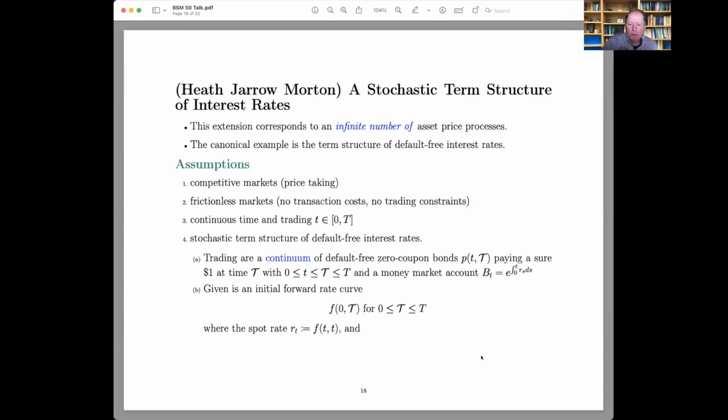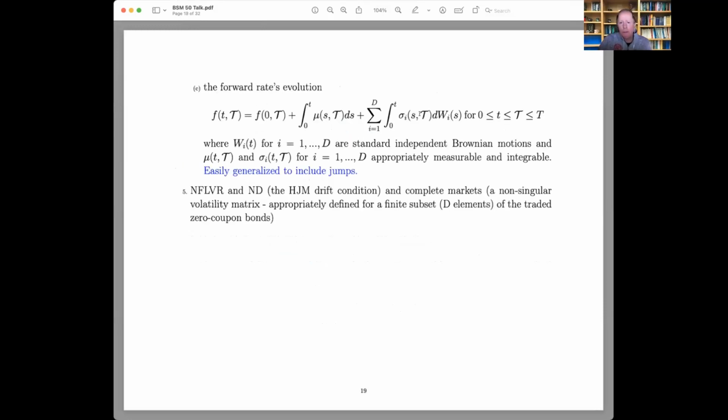You have all of the assumptions, the top three are the same: competitive, frictionless markets, continuous time in trading. And then we impose an evolution on the term structure. And the key here is that you have a continuum. For this example, default-free zero coupon bonds. And you start with an initial term structure of forward rates. The spot rate is the forward rate for immediate, where the two arguments are the same. And you assume an evolution for the forward rate process.